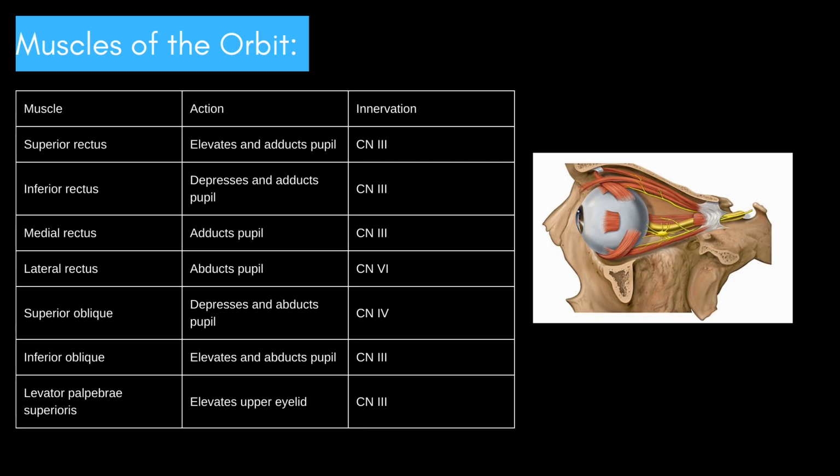Cranial nerve 6. Superior oblique depresses and abducts pupil. Cranial nerve 4. Inferior oblique elevates and abducts pupil. Cranial nerve 3. Levator palpebrae superioris elevates upper eyelid. Cranial nerve 3. All right, guys, now that we have covered all of the content, let's go ahead and take a look at some questions to review the knowledge you have gained so far.